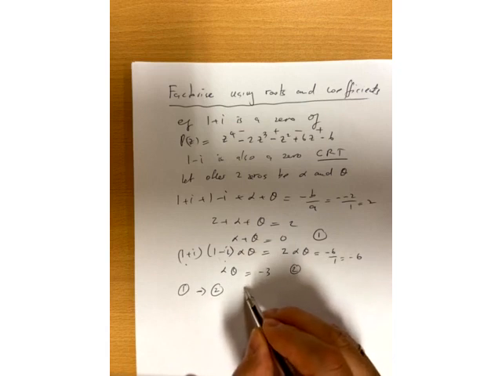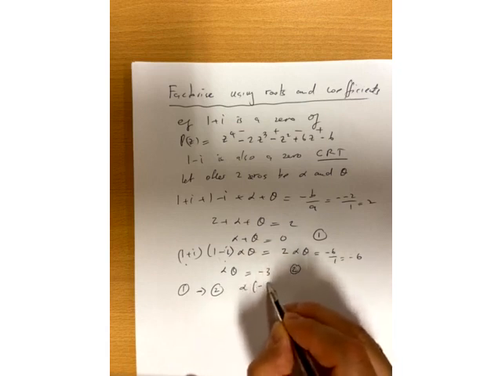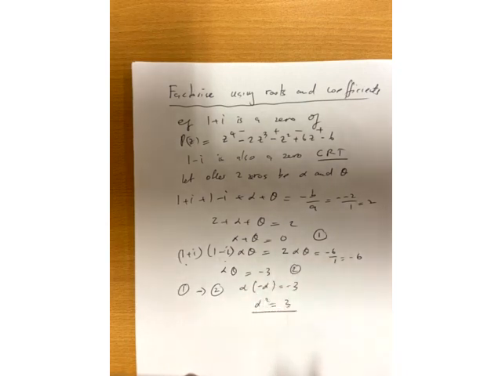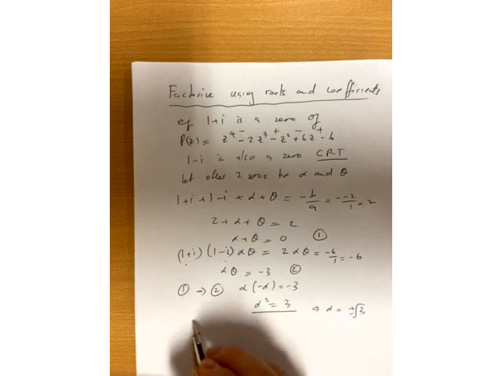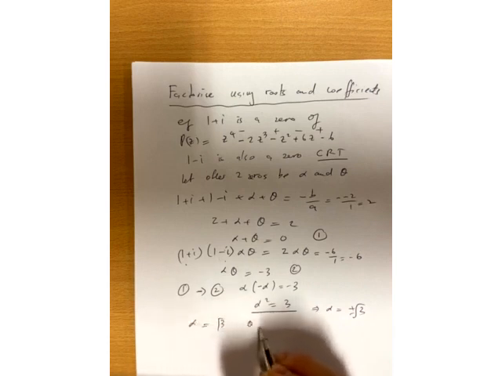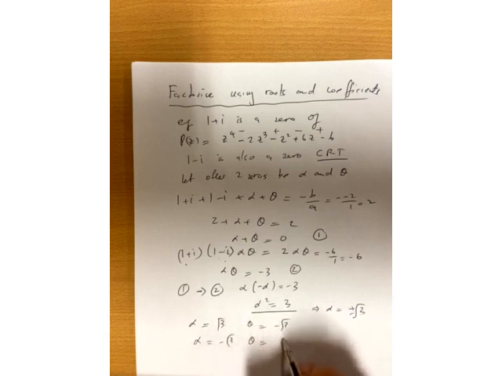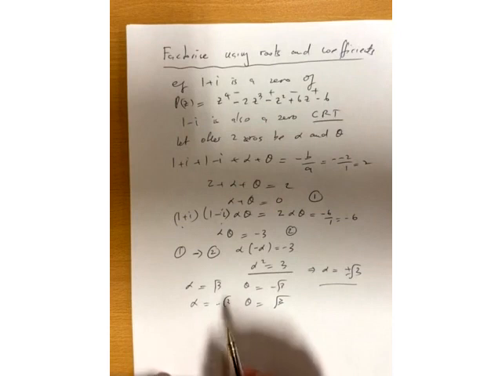You just sub it in, and you get alpha times minus alpha equals minus 3. So alpha squared equals 3. So when you solve that, it's plus or minus root 3. So when alpha equals root 3, theta equals minus root 3. And when alpha equals minus root 3, theta equals root 3 when you sub it back. So that means that these are your roots. All your roots are 1 plus i, 1 minus i, plus or minus root 3.